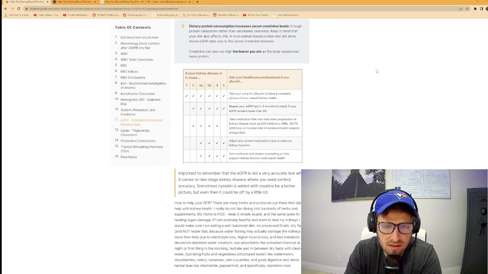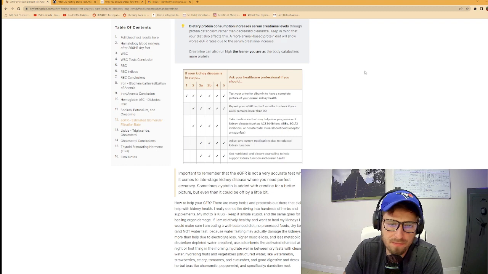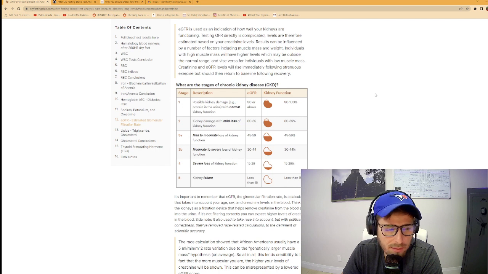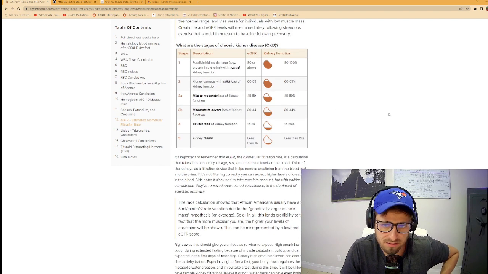And then in the article, we have an image that shows you what eGFR levels are, the stages. If you have 90 or above, and remember mine's at 89, you basically have normal kidney function. Between 60 to 89, you can have mild loss of kidney function. And then 45 to 59, mild to moderate. 30 to 44 is moderate to severe. 15 to 29 is severe. And less than 15, you're at kidney failure.